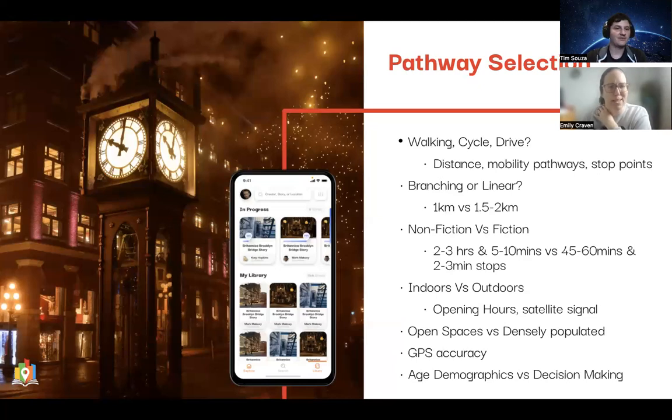Emily, that makes sense for mobility pathways then, like some cities will have bike lanes and things like that that make things safer as a result.